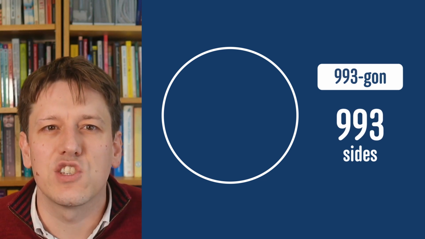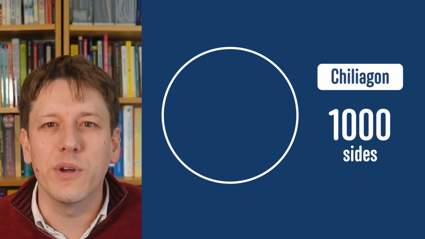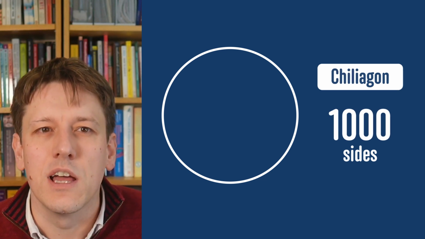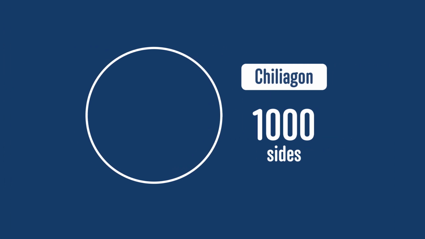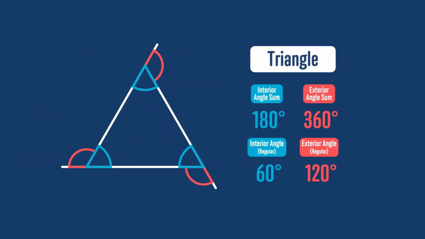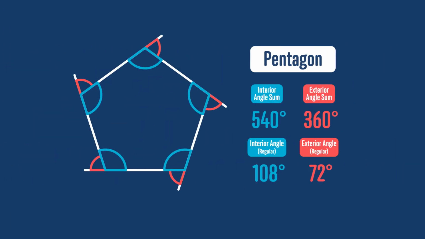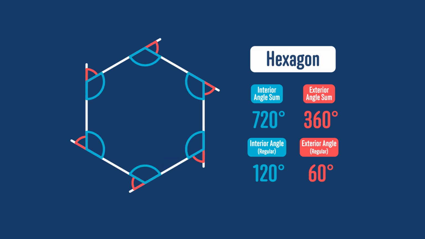As you can see, shapes with large numbers of sides do start to look a lot like circles. By the time we get to the chiliogon with 1,000 sides, it would be almost impossible to tell apart from a circle, but it is still a polygon. But no matter how many sides a shape has, you can find the exact angles inside it and outside it using these simple rules based just on the number of sides.